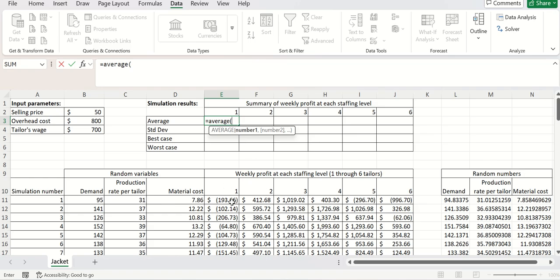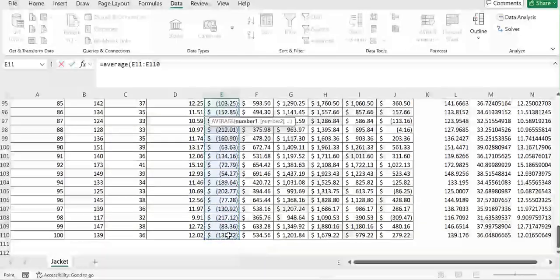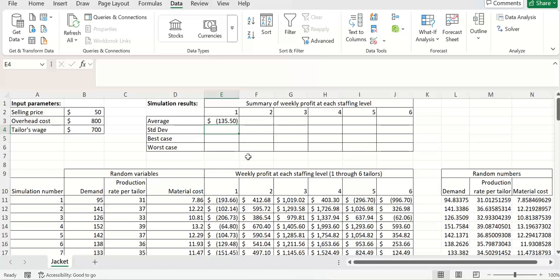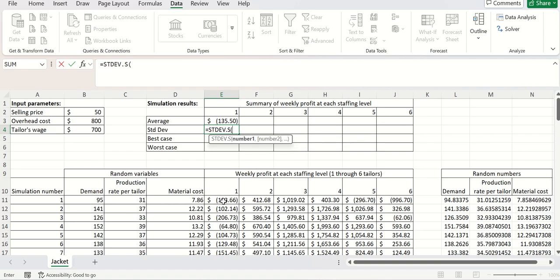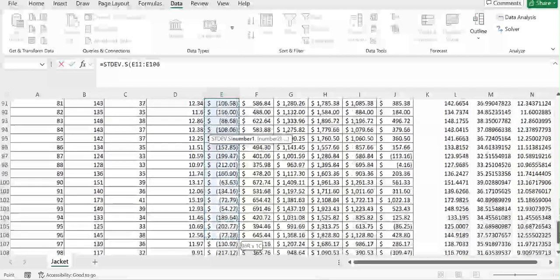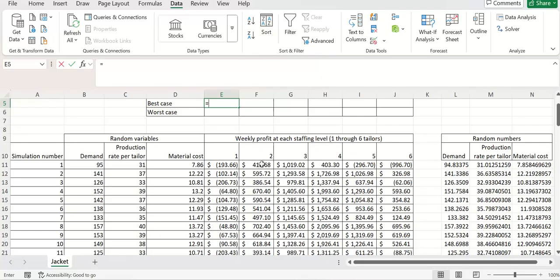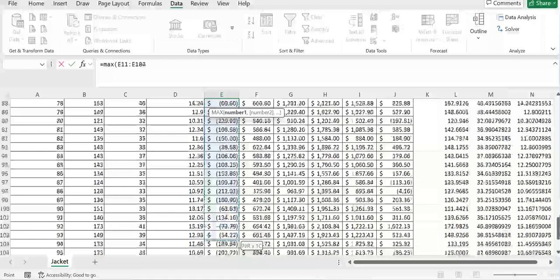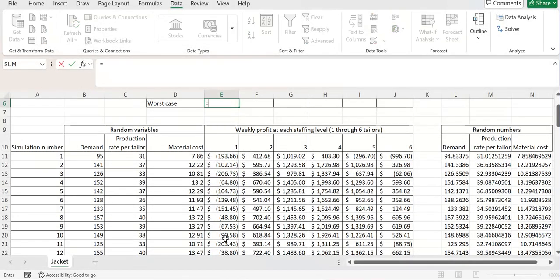I want to take the average of all of the weeks where I just employed 1 tailor. $135 loss. I want the standard deviation. This is a sample, so it's STDEV.S. I want the best case, okay? Now that's the max, right? It's the max of all of our values. And then finally, worst case is min.